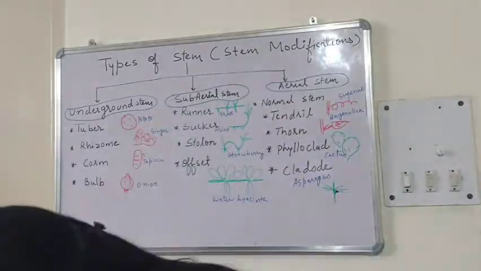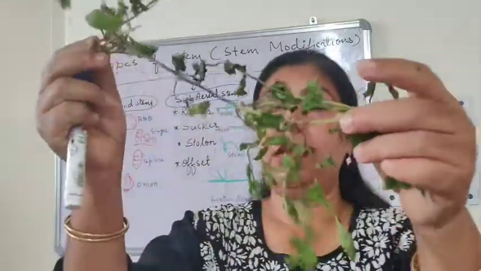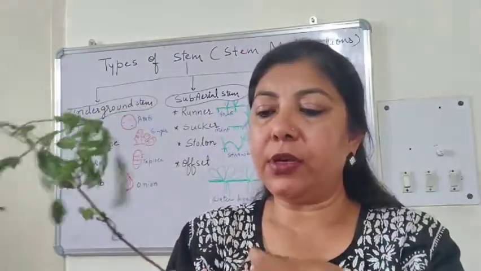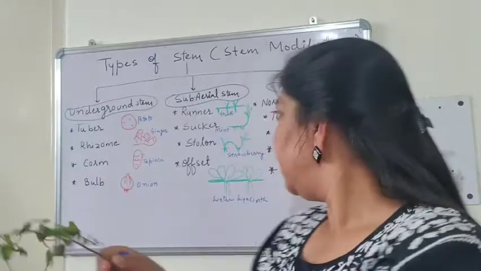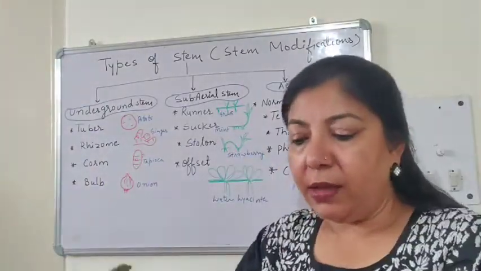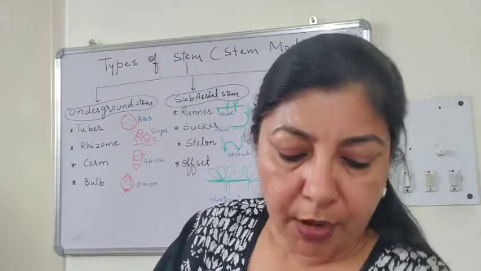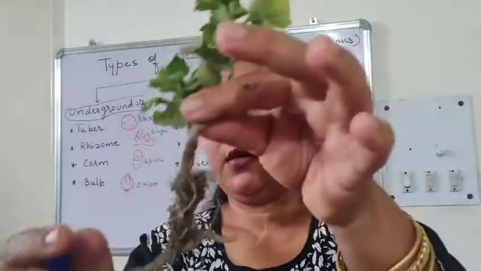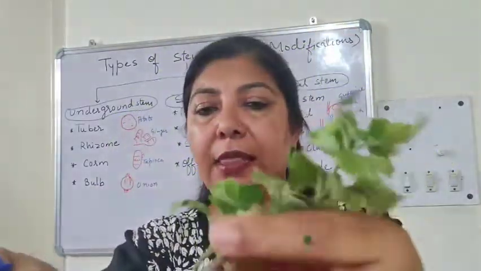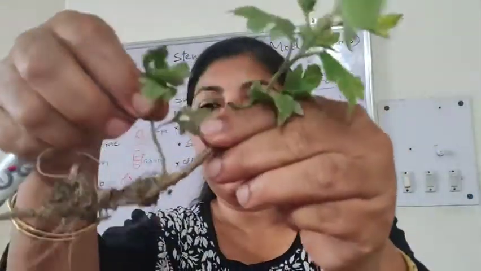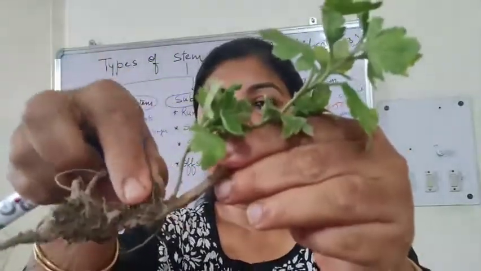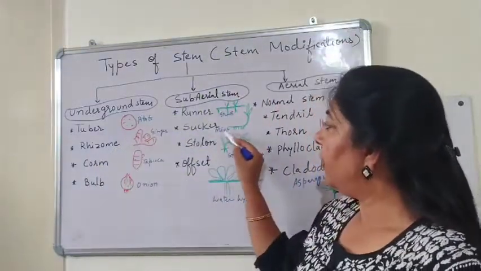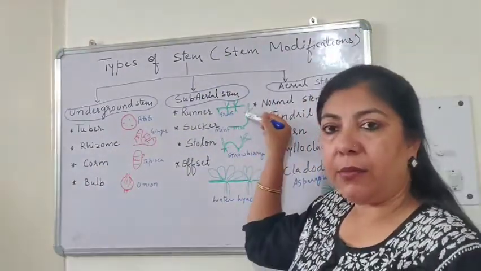I had pudina. So this is pudina, or mint. This is again a stem modification. It grows underground and after some time it will come up. Just like this, chrysanthemum is also there. You can see here, it will grow underground and then it will come up as a new plant. So this part is called the sucker. It will grow underground and then it will come up.